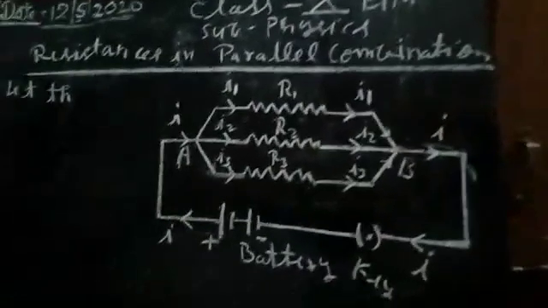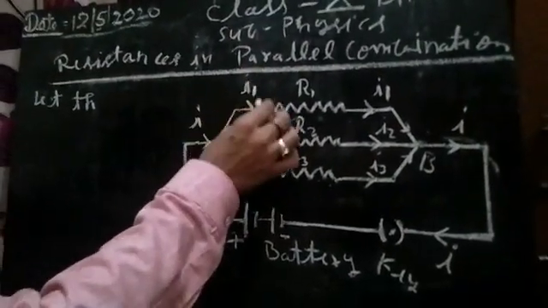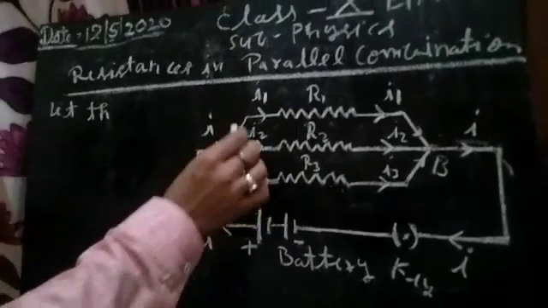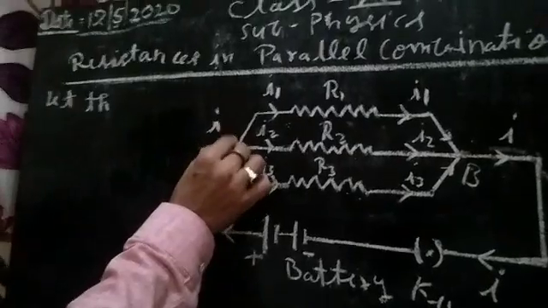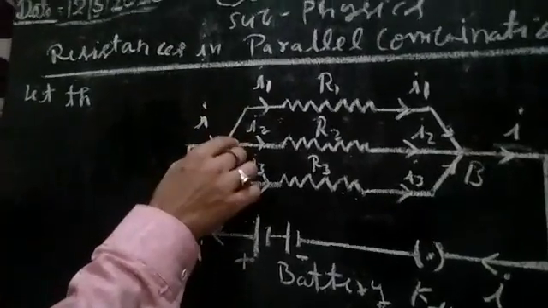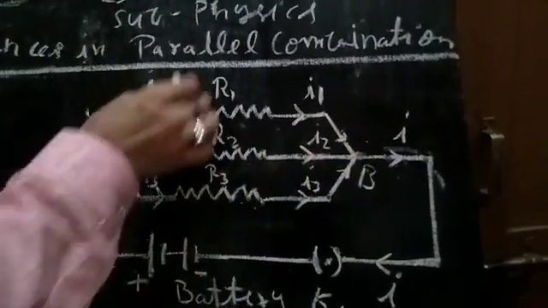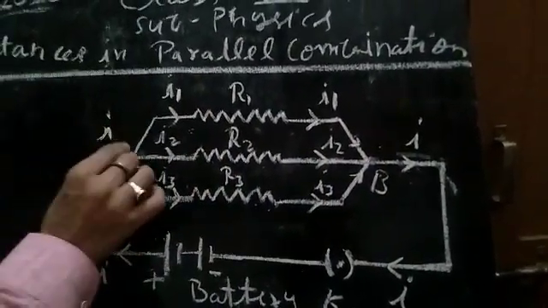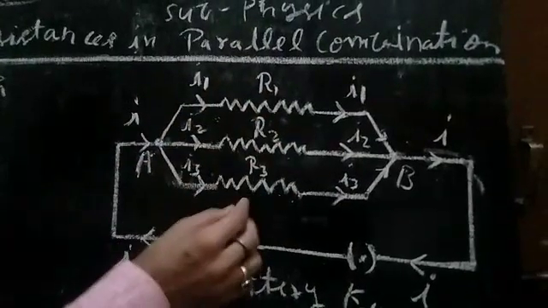Students, in a parallel combination the resistances R1, R2 and R3 are connected at the same end. The first end points are connected at the same point A, and the final end points are connected at point B. All the resistances have the same initial point and the same final point, A and B. This is the parallel combination.